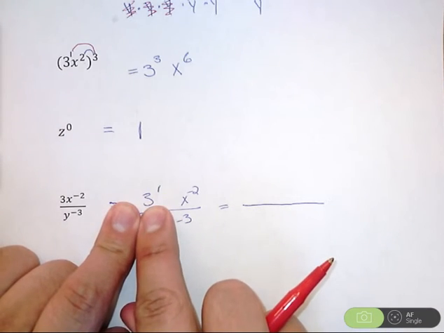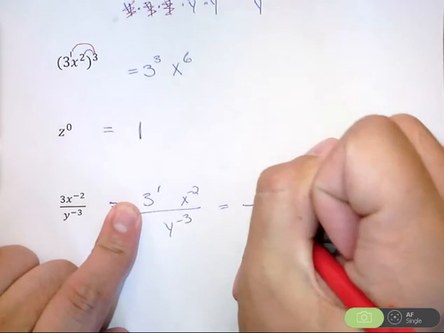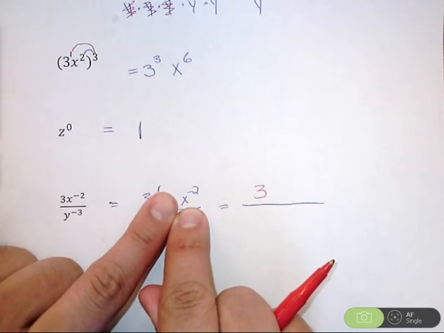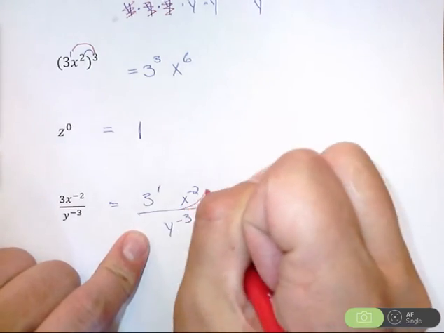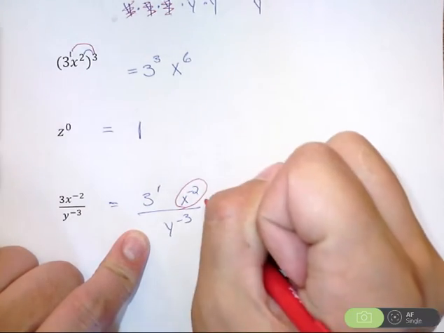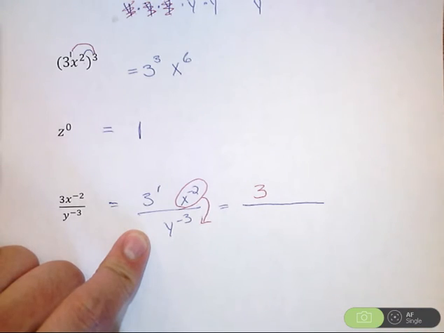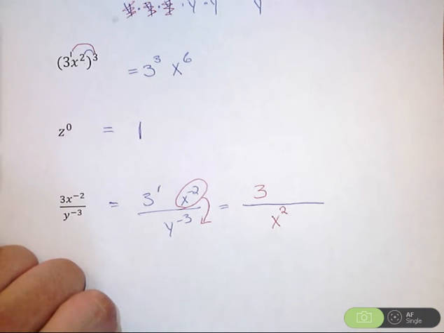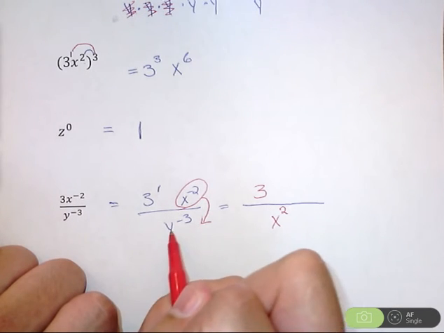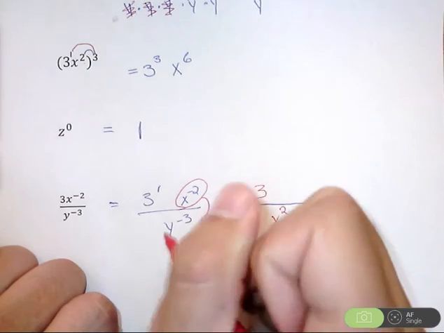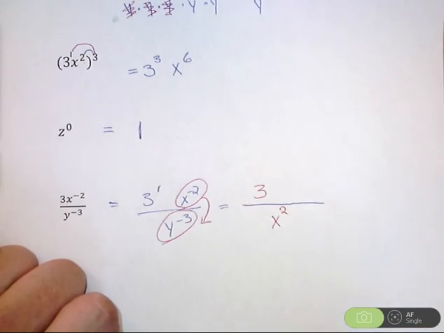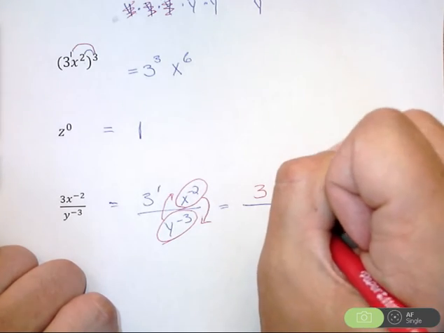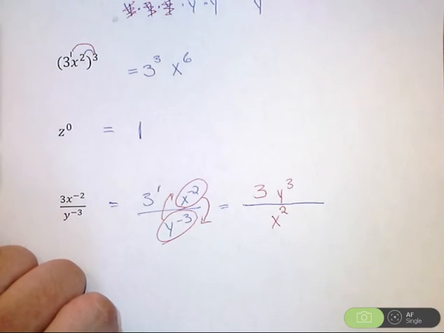So I have 3 to the first power. This 3 does not have a negative exponent with it, so we're just going to leave that 3 up top. Then I have this x to the negative 2. So it was on top. Because it's a negative exponent attached to it, it's going to come to the bottom and change to positive. So I'm going to have an x to the positive 2. And then on bottom I have y to the negative 3. That is a negative exponent. It was on bottom, but because of the negative exponent, we're going to take the reciprocal, which sends it to the top. So I now have a y to the positive 3.